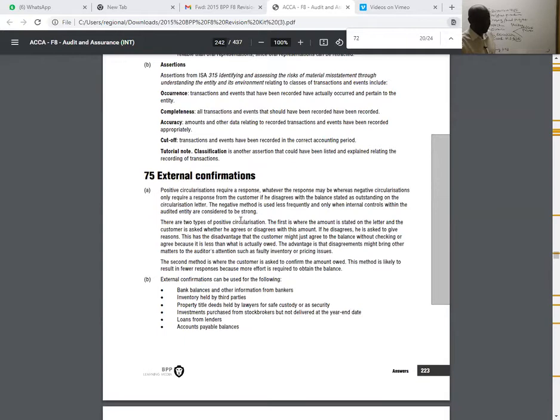So I hope that is clear now. And if it's clear, I should be able to move to something different. Something very important here is that for positive circularization, we have two types. There is one where we state the amount and ask them to confirm. There is one that is blank, where we ask our receivables, our debtors, to tell us how much they owe us.